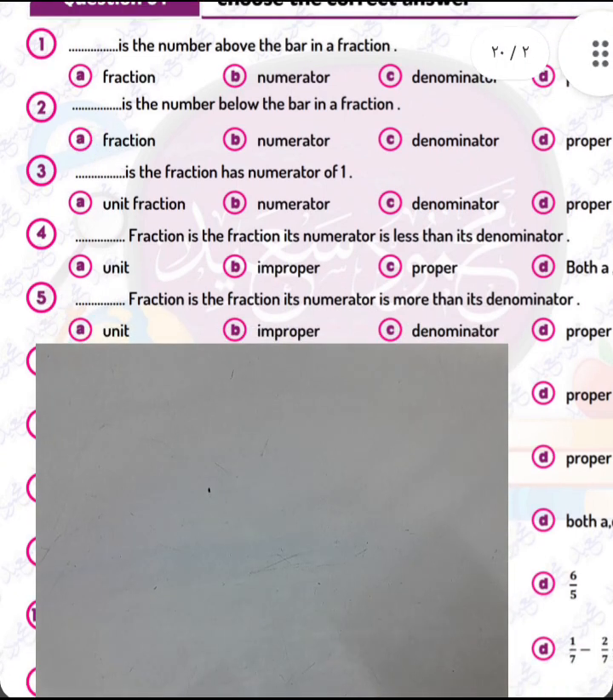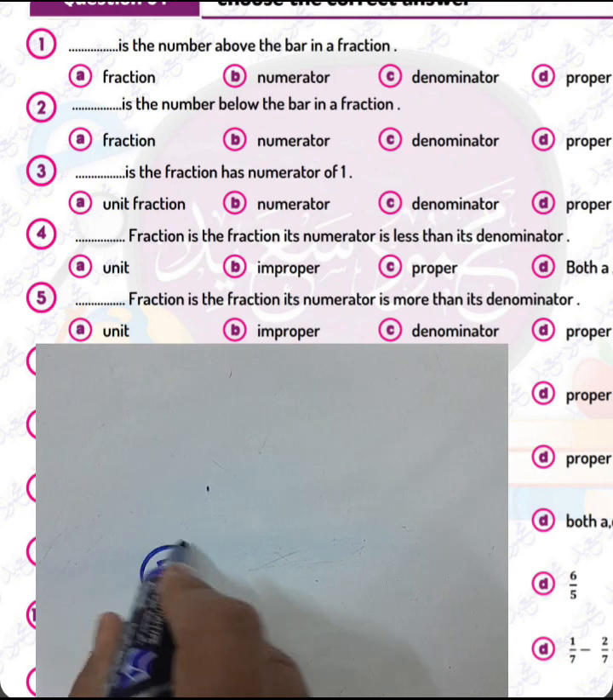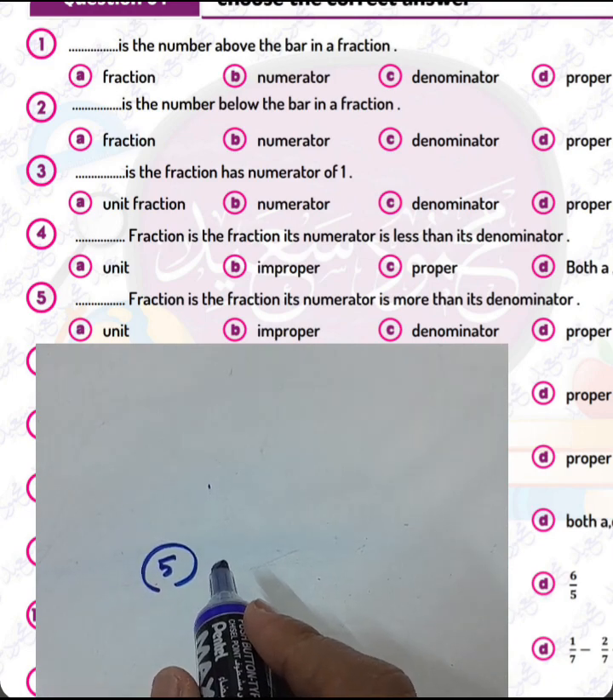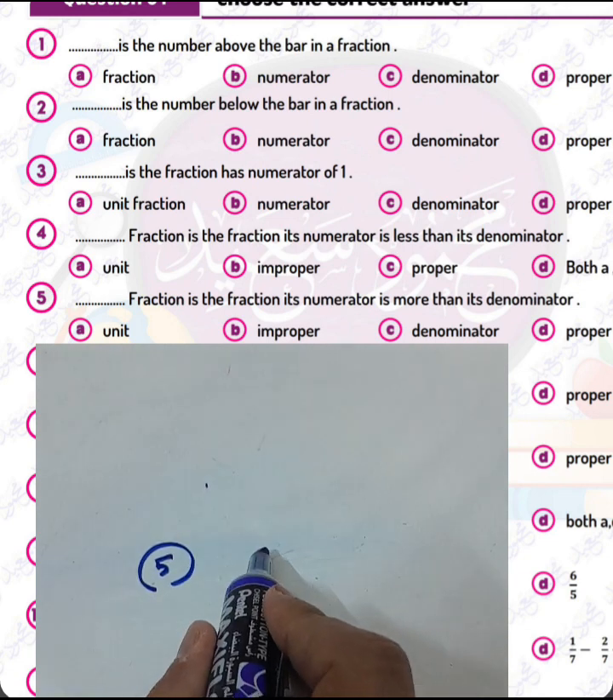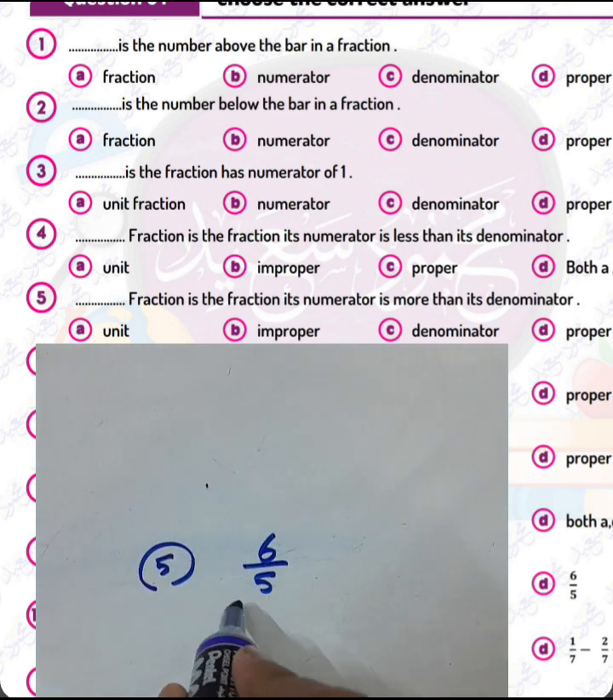Next question, number 5, the fraction. If the fraction's numerator is more than denominator, such that 6 over 5, we called it improper.